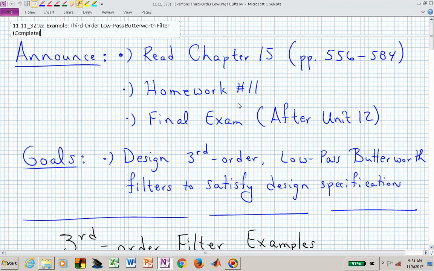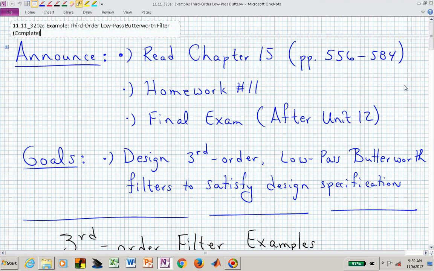We are closing in on finishing unit number 11. Don't forget you have homework number 11 due at the end of this unit. That's in chapter 15, which is our active filter unit, and our final exam is coming up at the end of our next unit, which is unit number 12.